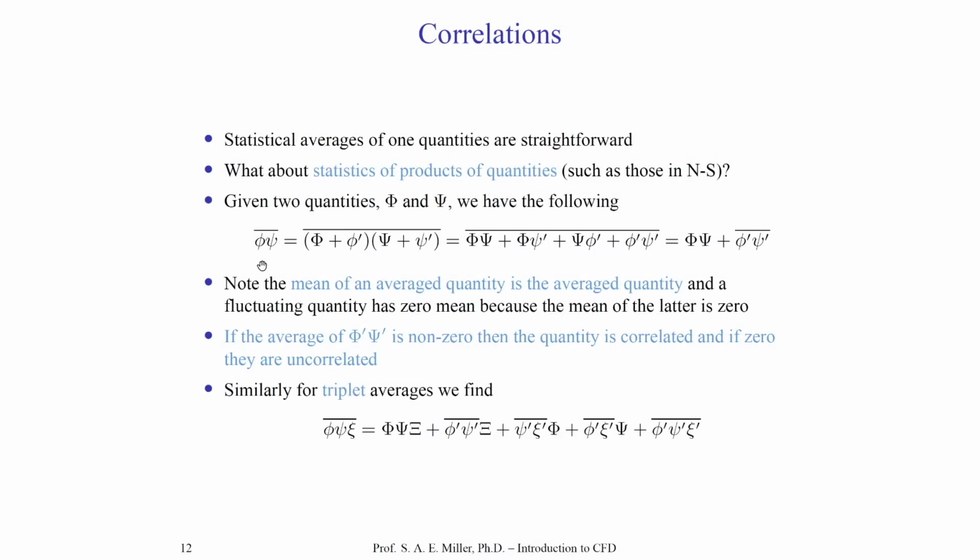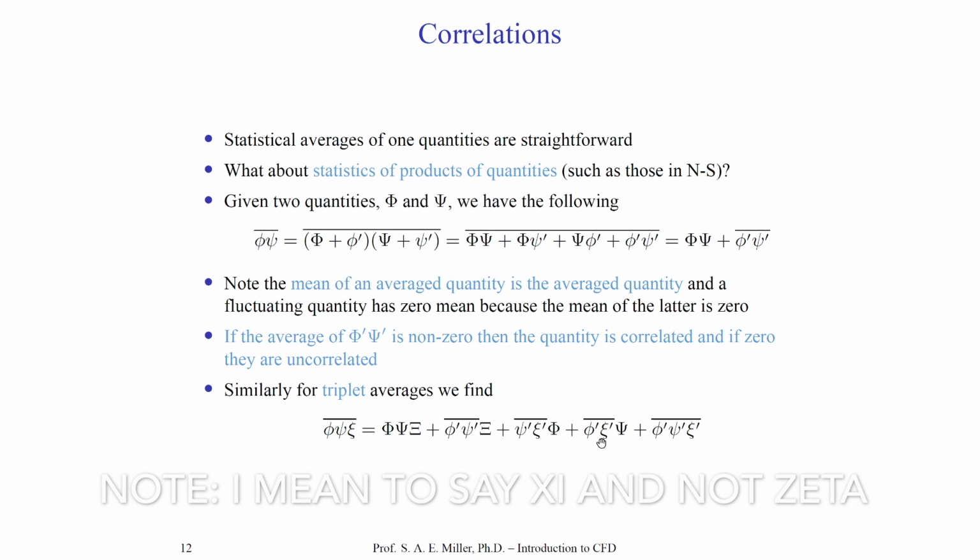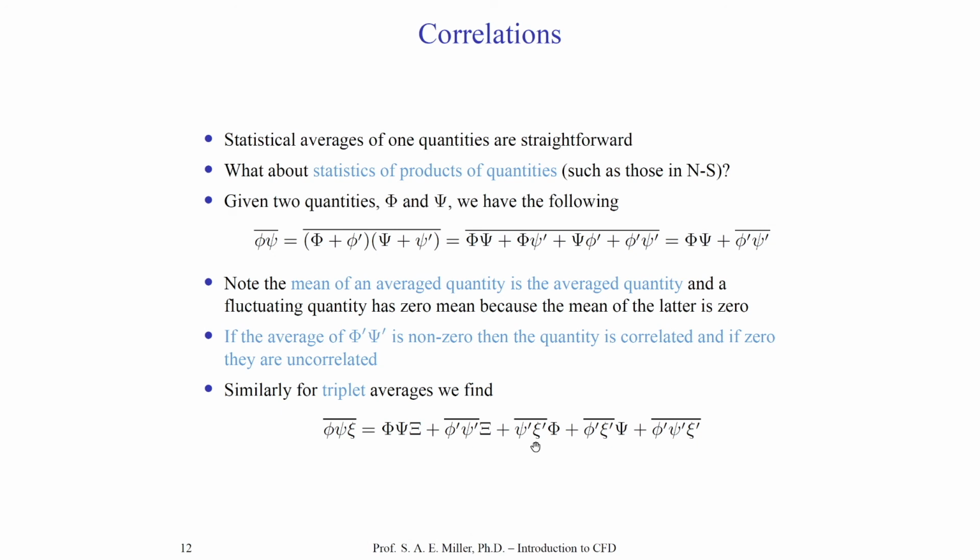We can also look at the same type of quantities, but in triplets. Say we introduce a new variable, zeta. So now we have three fluctuating quantities, phi, psi, and zeta. We can expand out and do the same operations, and we'll have phi, psi, zeta, the average quantities, plus the average of the first two fluctuations times the average of the third, plus the average of the second and third fluctuations times the average of the first, plus the average of the fluctuations of the first and third quantities times the average of the second, plus this triplet average, if you will, phi prime, psi prime, zeta prime, averaged.